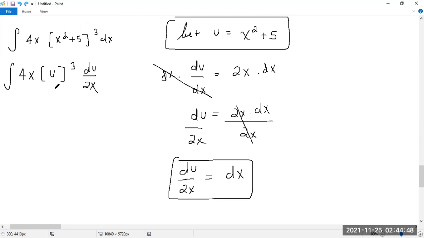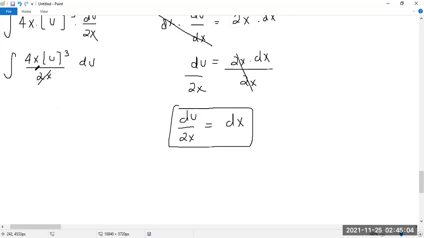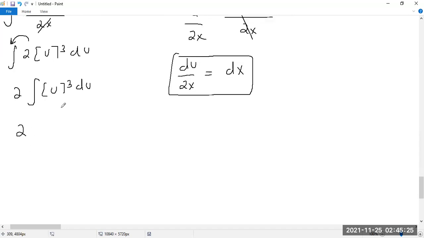And so now I can simplify this a little bit. I can say this is 4x u cubed over 2x du. You want to think of these components as being multiplied, and this cancels out with this entirely. I leave behind a 2, so I have 2u cubed du. And I can pull the constant out, so this is 2 times the integral of u cubed du.